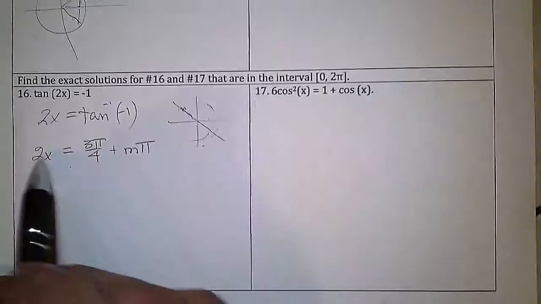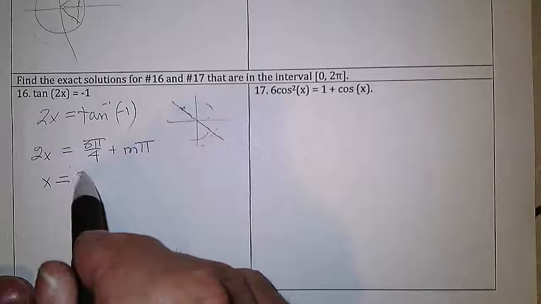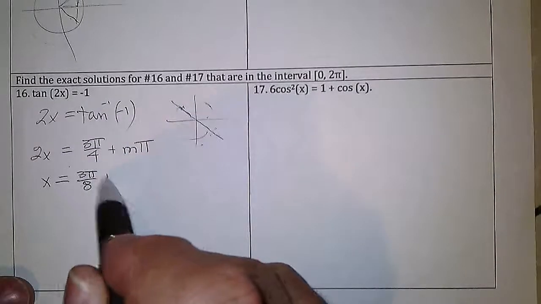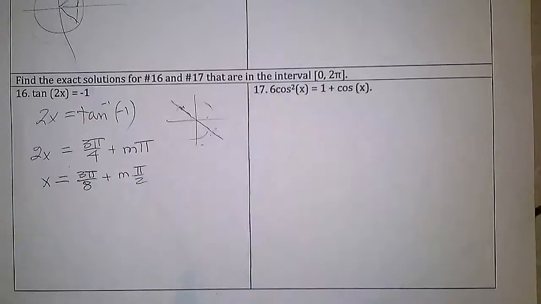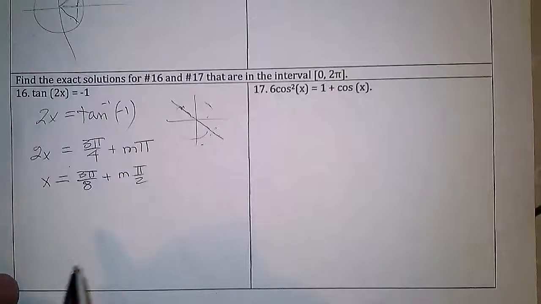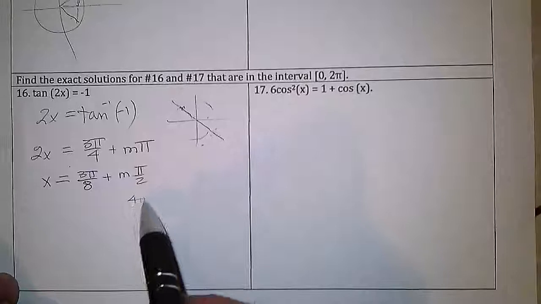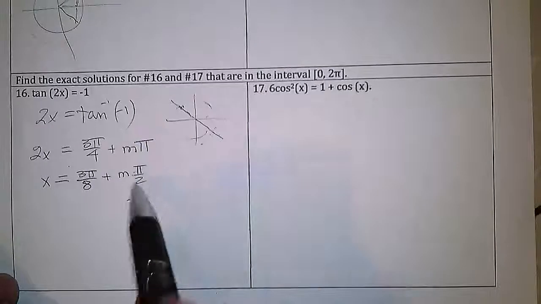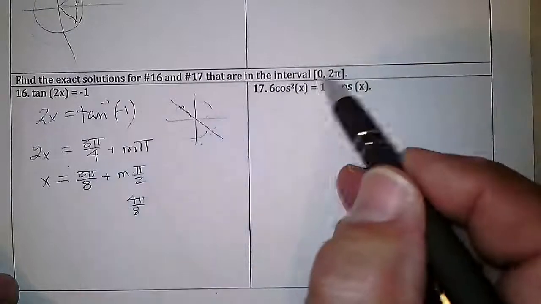So I'm going to divide this all by 2 and say x has to be, half of that is 3 pi/8 plus multiples of pi/2. I have to divide both of these by 2. Now, pi/2 is 4 pi over 8, it's 4/8. 4/8 is 1/2. So 3 pi/8 is between 0 and 2 pi.